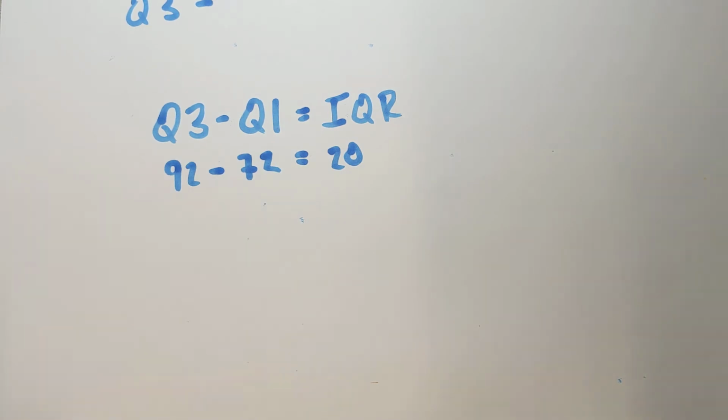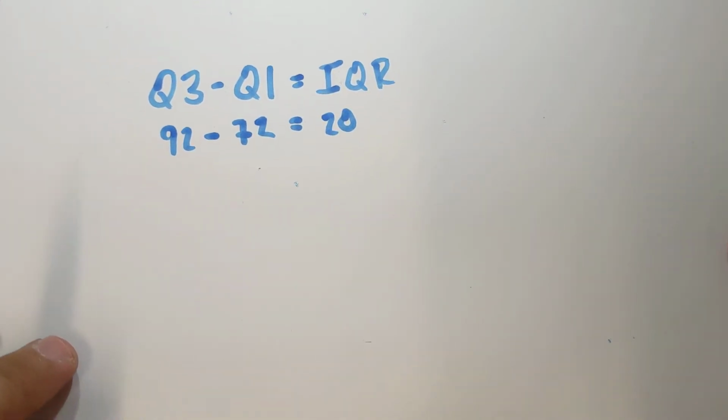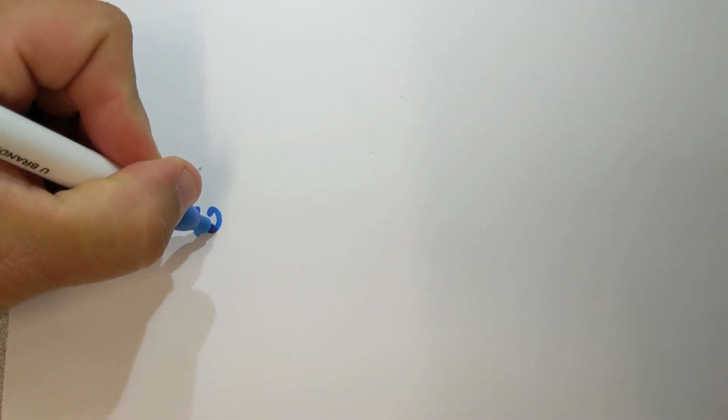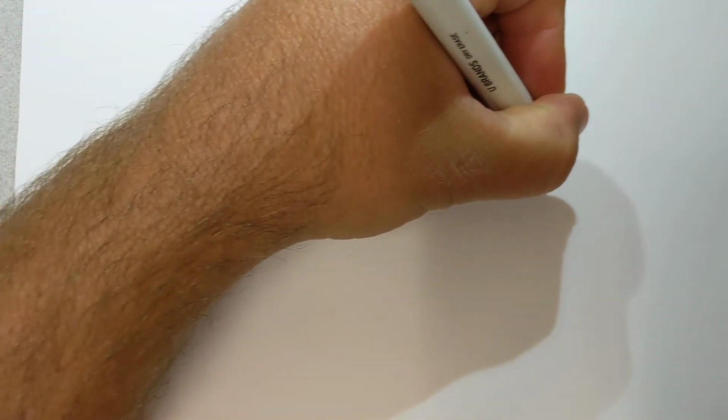So now let's create our box and whisker plot. This box and whisker plot can help us answer a lot of questions, and we'll see that here shortly. So we first need to make our horizontal line here. Like I said, it's not going to be perfect.